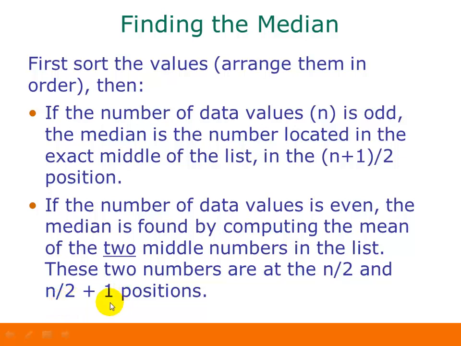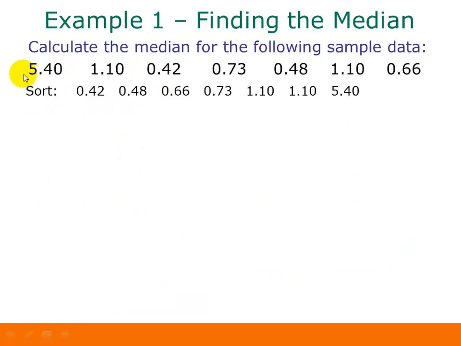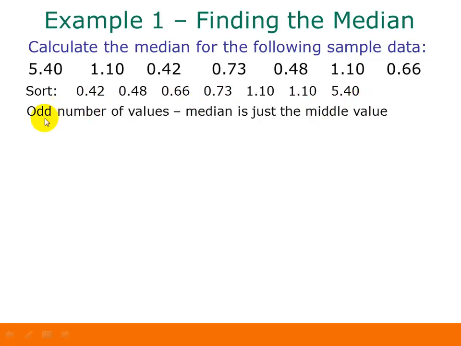Let's look at some examples. If we're going to calculate the median for this sample data, first we have to sort it. So we're going from least to greatest here. And then we have to look at how many values we have. Since we have 7 values, that's an odd number, and that means we can just pick out the number that's in exactly the middle of the list, and that will be our median.